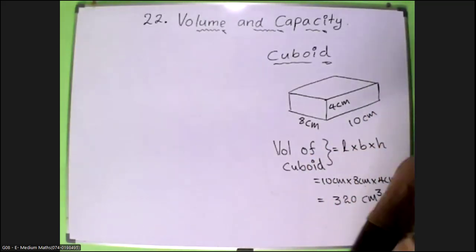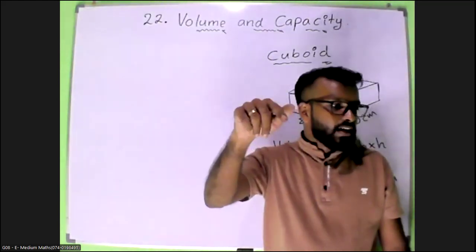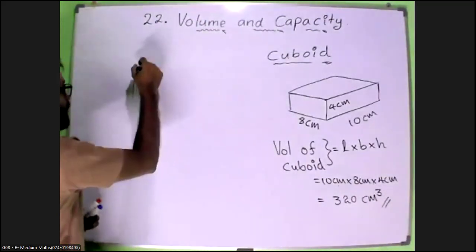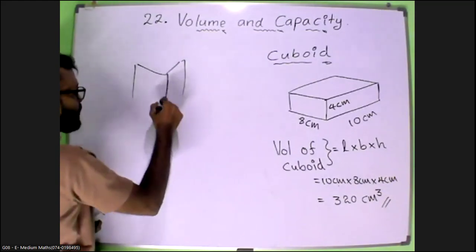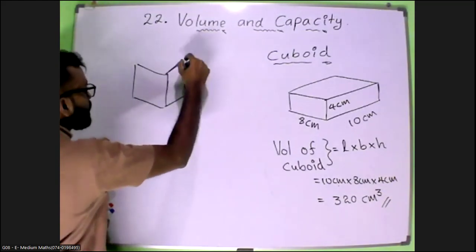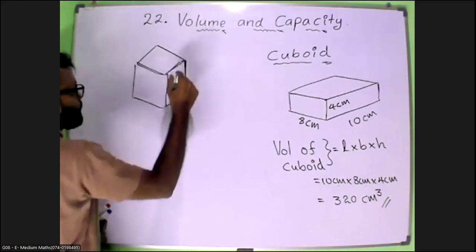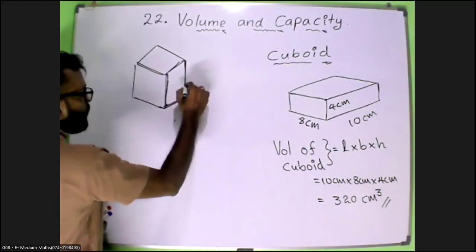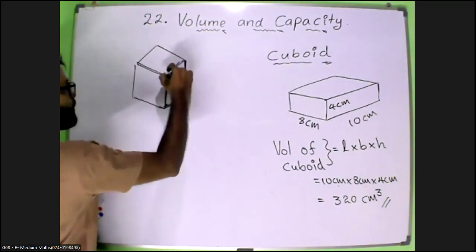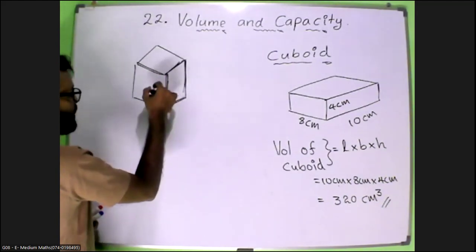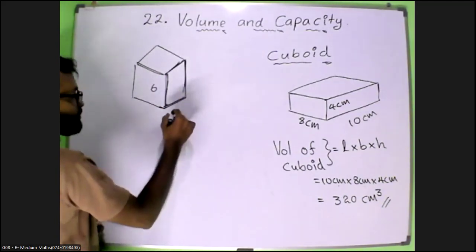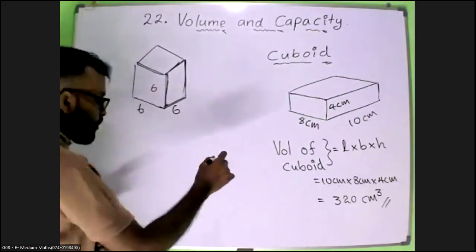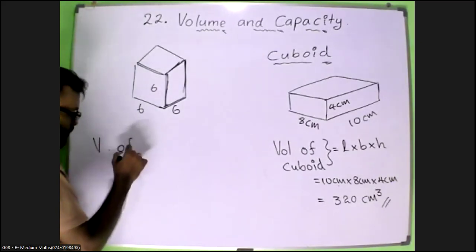Right, okay. So the second one: find the volume of the cube of side length 6 centimeters. Cube means all the sides are equal. So this side is 6 centimeters, this side is also 6 centimeters, and this side is also 6 centimeters. How do we find the volume of the cube?